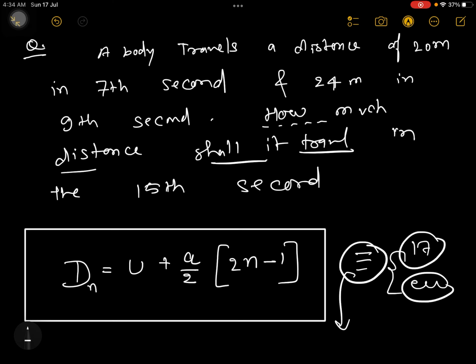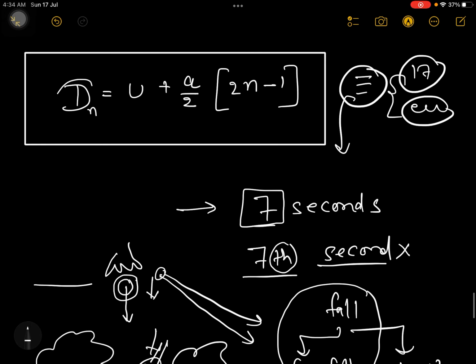So 15th second means not in total 15 seconds, we only have to find the 15th second. So we are looking for d15, the n value became 15, so here also the n value became 15.